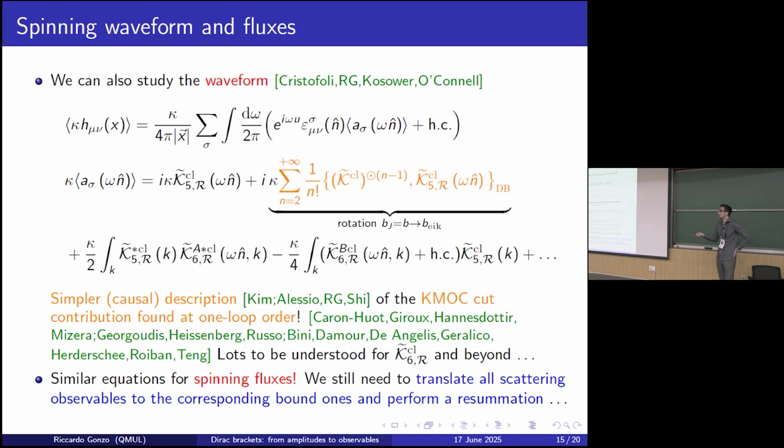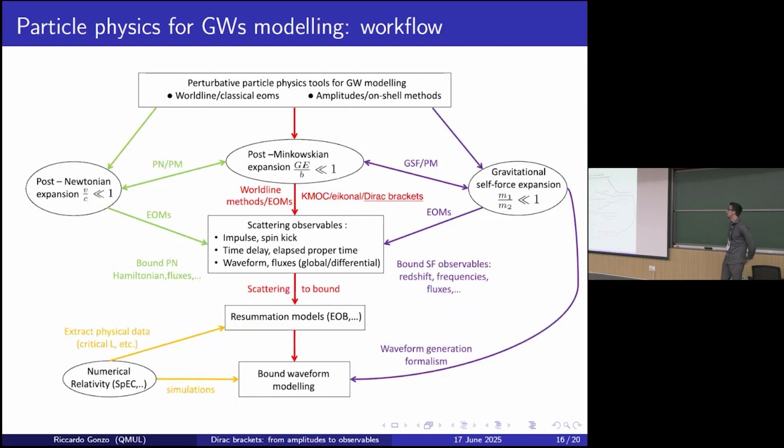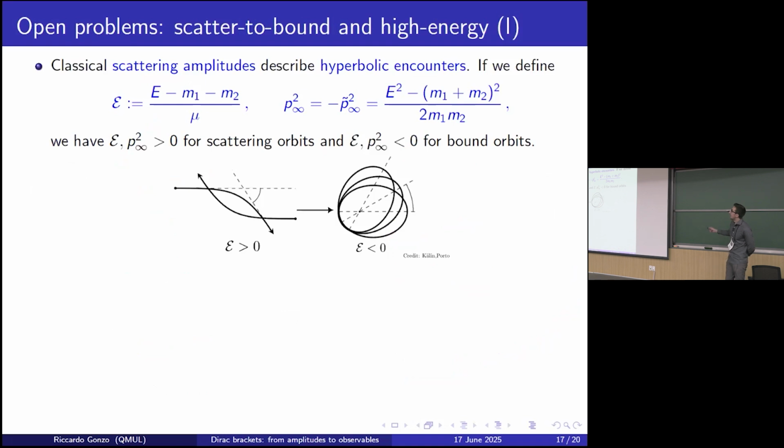Once you have all of this, as I said, there are 2 problems. Even if you have scattering observables with this formalism, we need to go to bound and then do the summation. I'll just quickly sketch something that I think is important, to remind why we're doing this. This is just a slide with Dirac brackets or Poisson brackets. I think it's a nice little tool. And as I said, it combines everything. It comes from KMOC, eikonal, and other ideas.